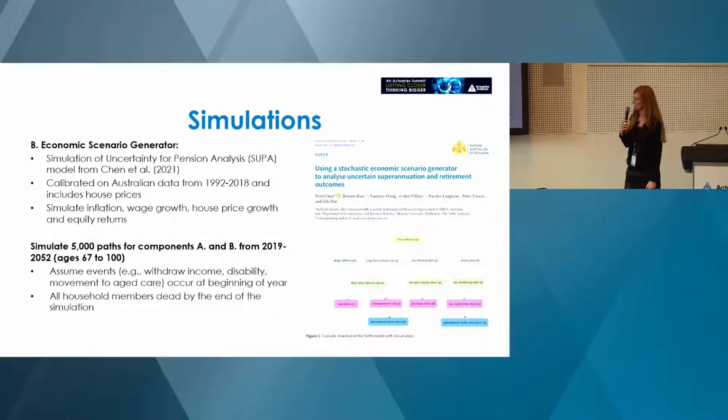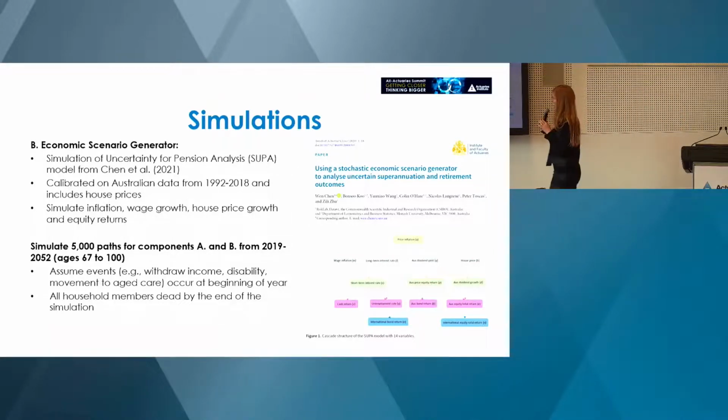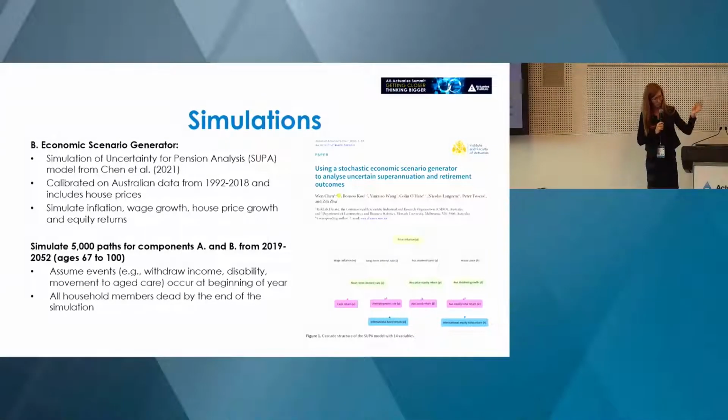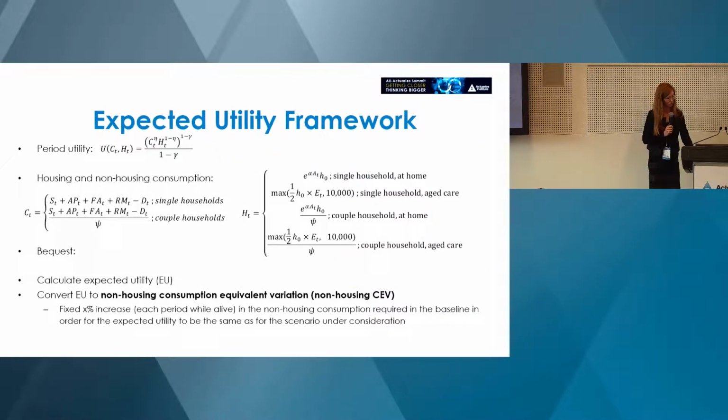We use an economic scenario generator developed by colleagues at CSIRO and Monash. It's an actuarial economic model calibrated to Australian market data that starts with price inflation and then cascades through wage inflation, interest rates, and then eventually gets to house prices and bond returns and so on. It's a very nice model developed by some colleagues. So we simulate these economic scenarios and health scenarios, and that gives us basically random outcomes for individual households.